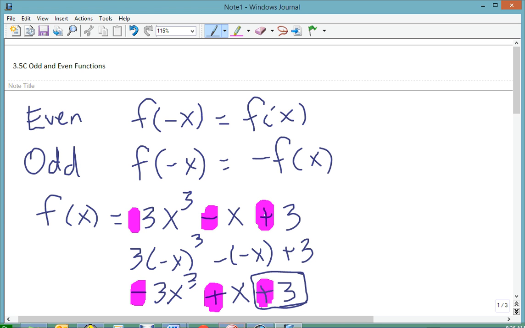So that's the thing that you have to remember: when you have a constant, it's kind of like having x to the 0 power. And 0 is an even number. So a constant is an even function. So we have an odd one, we have an odd one, and we have an even one. So that would be neither. It's neither even nor odd.